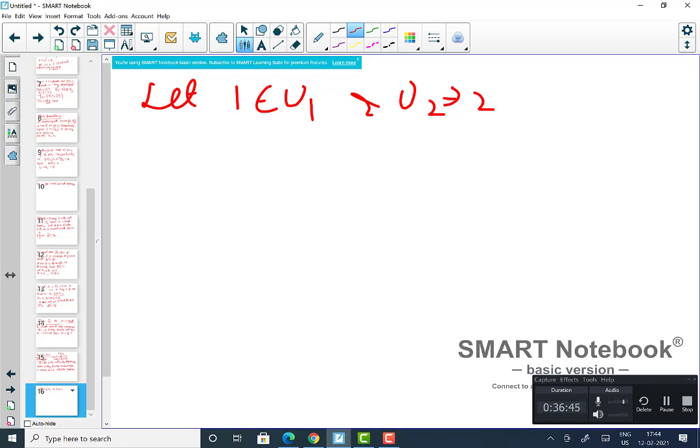Okay, then you need to show that your u1 intersection u2 is not empty. Okay, that you need to show. So there must be some points that must belong to these intersections. Can you prove that? The homework.